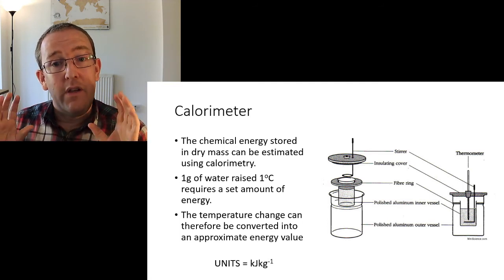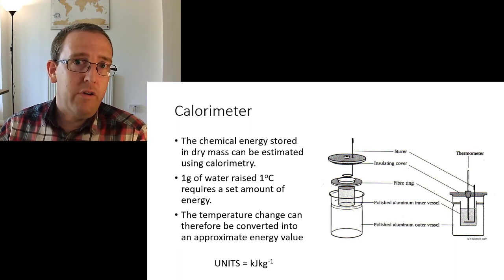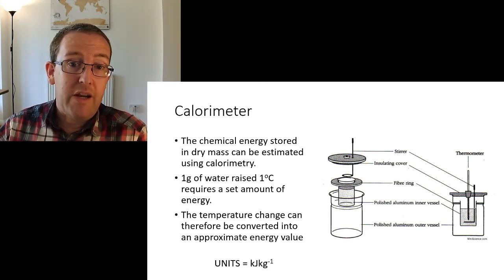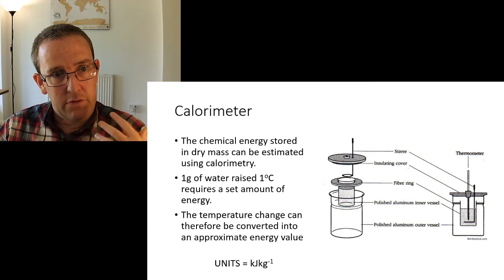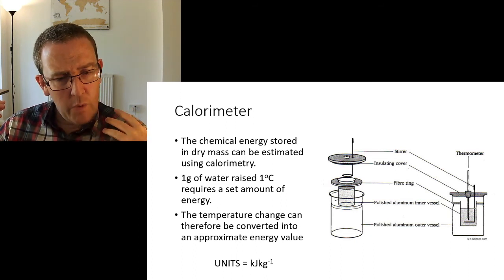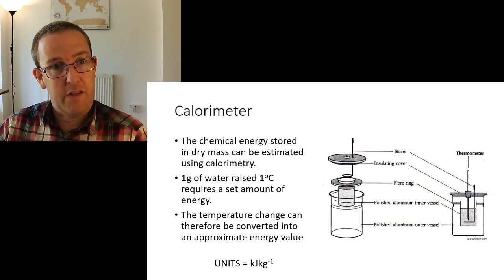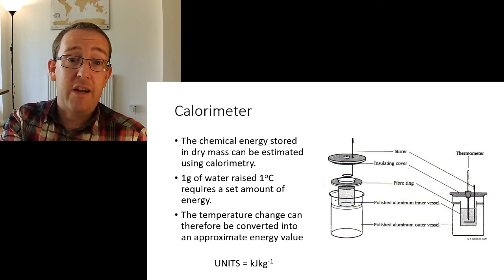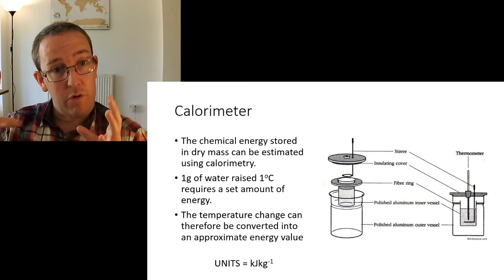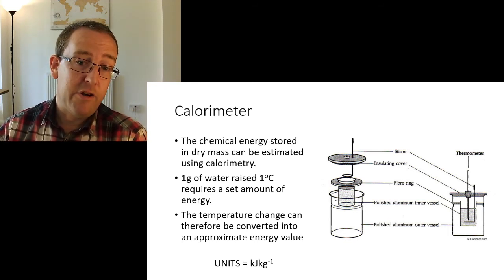Okay, so chemical energy stored in dry mass can be estimated using calorimetry. If 1 gram of water is raised by 1 degree, you should remember the specific heat capacity of water, that's 4.2 joules per gram per degree, which gives us an idea of how much energy was in that sample. Now, obviously, there are some problems with this. We'll come back to that in a moment. So if you know your temperature change and you know your mass of water, you can work out an approximate energy value. And the units for that are kilojoules per kilogram.